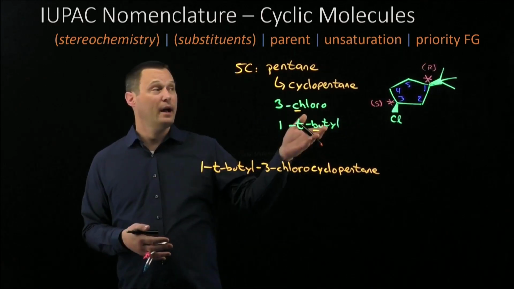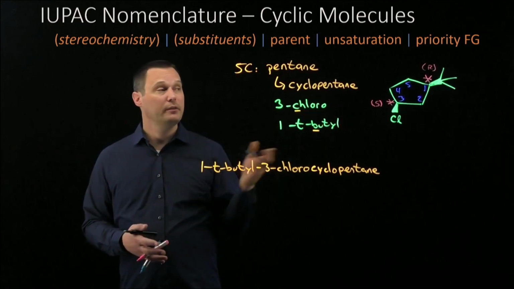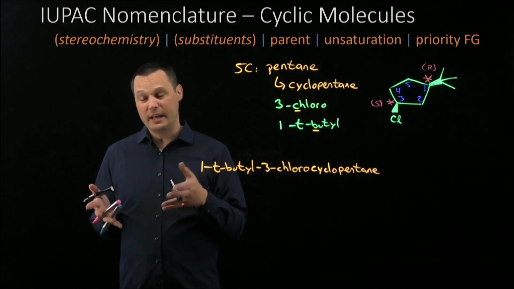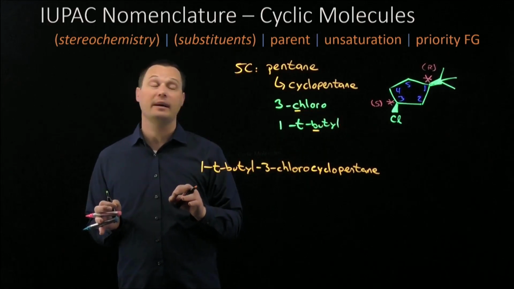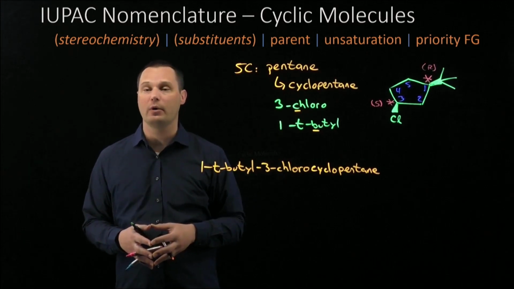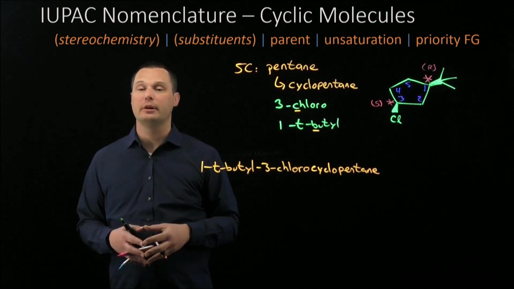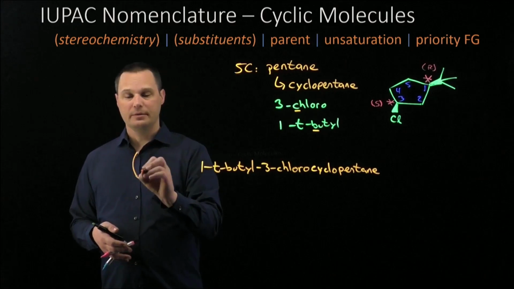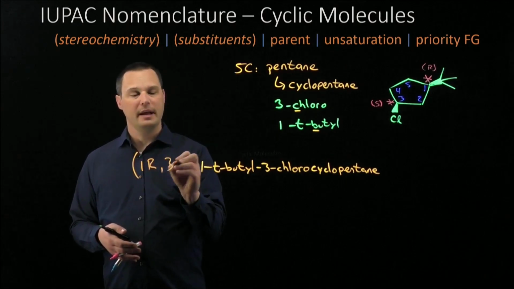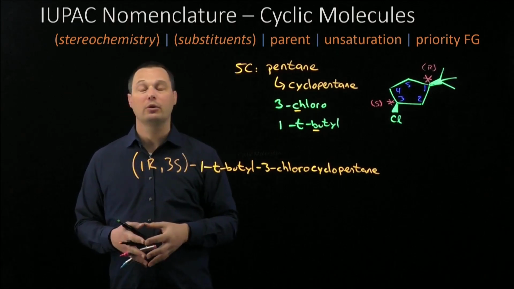This isn't a video about how to label stereocenters R or S, but if you'd like more information, I have a 3-step foolproof plan that I invented myself to label stereocenters as either R or S, and I'll put a link to that video in the description below. We put the stereochemical labels out front, so this will be 1R, 3S, 1-t-butyl, 3-chloro, cyclopentane.